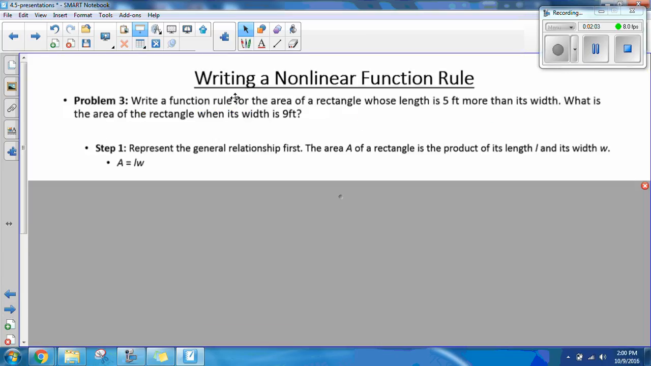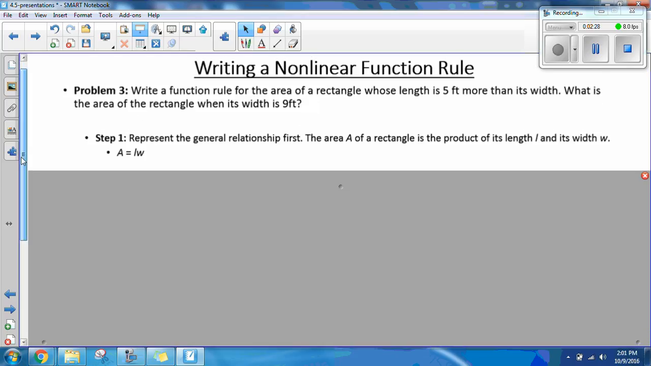We can also write a nonlinear function rule. So write a function rule for the area of a rectangle whose length is 5 feet more than its width. What is the area of the rectangle when its width is 9 feet? So this is 2 steps. First, we need to write the function rule. Then we need to actually figure out the area for a given width.